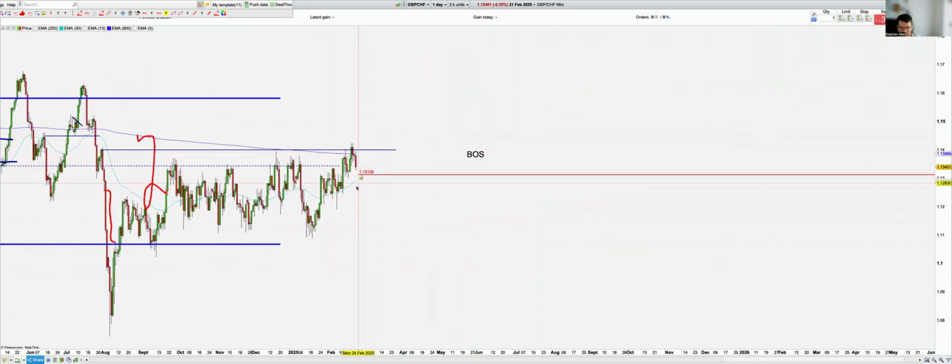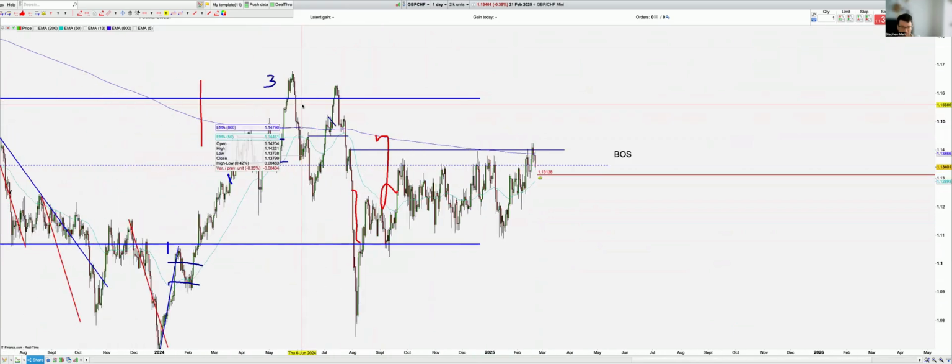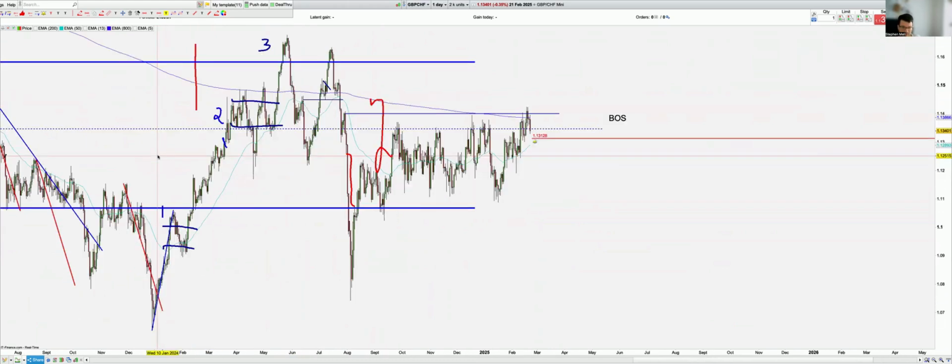And I did leave my alert here, the 50 EMA is here. Is it going to go off the 50? Maybe, not too sure. This dotted line is the middle of that consolidation range. And the way I'm seeing this at the minute is, remember, you've got to try and catch the pattern internally.